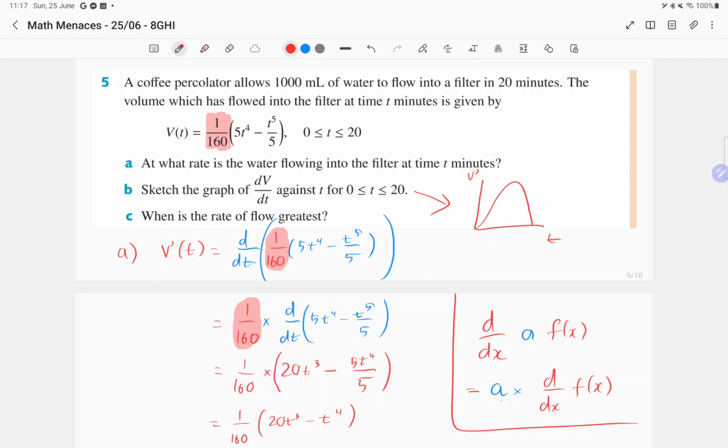So once you sketch it, if they ask you when is the rate of flow greatest, that's essentially just the top point, right? Because this is V dash, that's the rate. So when it is greatest is when it is the highest point on the graph. Yeah, so that is correct.